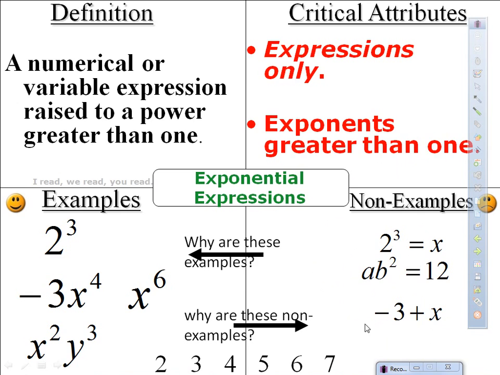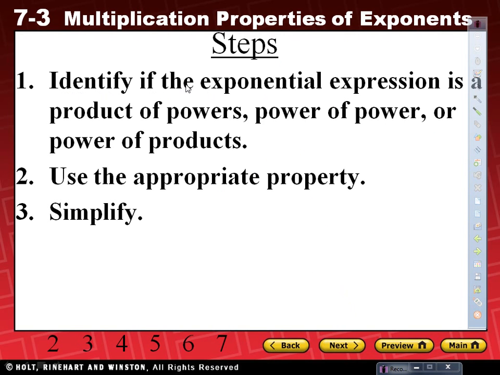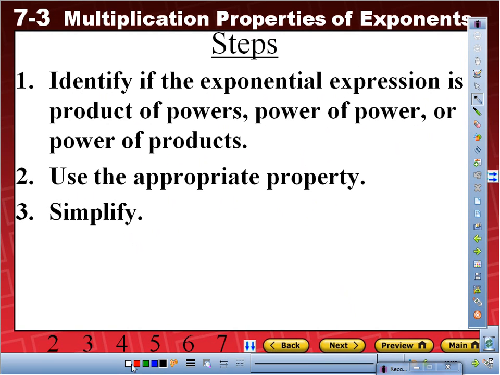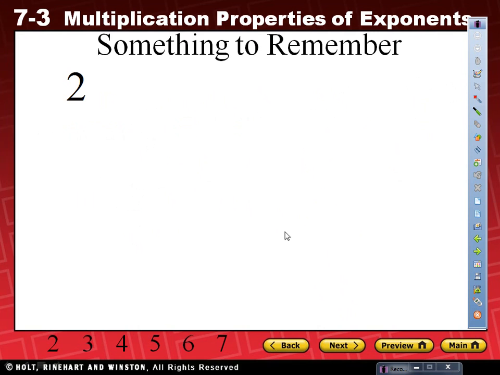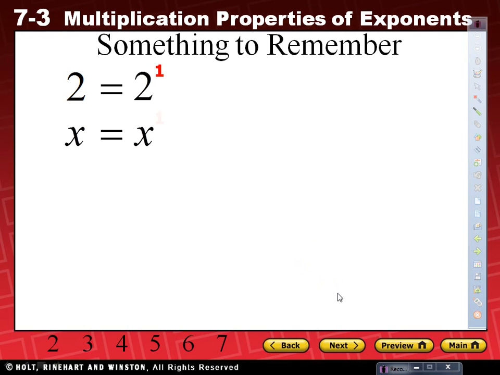Okay? So from there, I gave you steps, and I said identify the exponential expression as a product of powers, use the appropriate property and simplify. Yesterday, we just covered the first property, which was the product of powers. Okay? So, what was product of powers before we got into it? I said write this down. You need to remember that whenever you see a number, you write it with an exponent of 1. Whenever you see a variable, you need to write it with an exponent of 1. And we said that there are some properties that we need to know concerning negative numbers, but whenever you see a number, like I said, you need to write it with an exponent of 1.